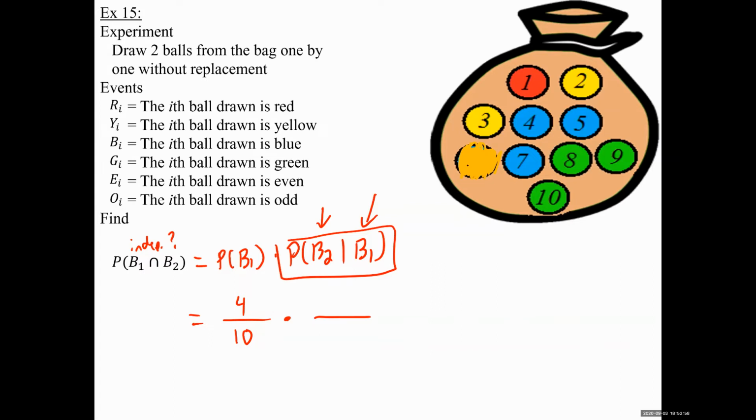And from the new bag, what's the probability I get a blue? What's the answer? 3/9. 3 blue, 9 total in the new bag. And again, you multiply straight across, 12/90 for that one. Questions on that one?